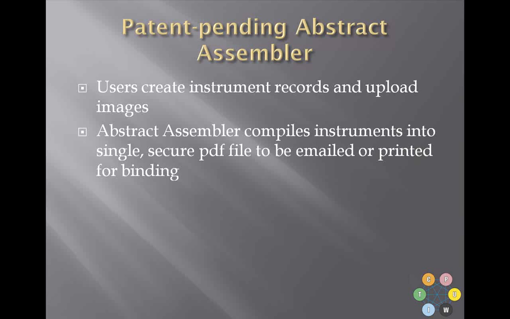But the abstract assembler in particular will take any number of instruments that are in, and the user just creates an abstract, attaches instruments to it, can put non-instruments in as well, like flow charts, tax certificates, anything like that, and just press a button and the entire abstract will be assembled with the indexing, page numbering, cover sheet, and everything done in mere seconds. A very popular feature.